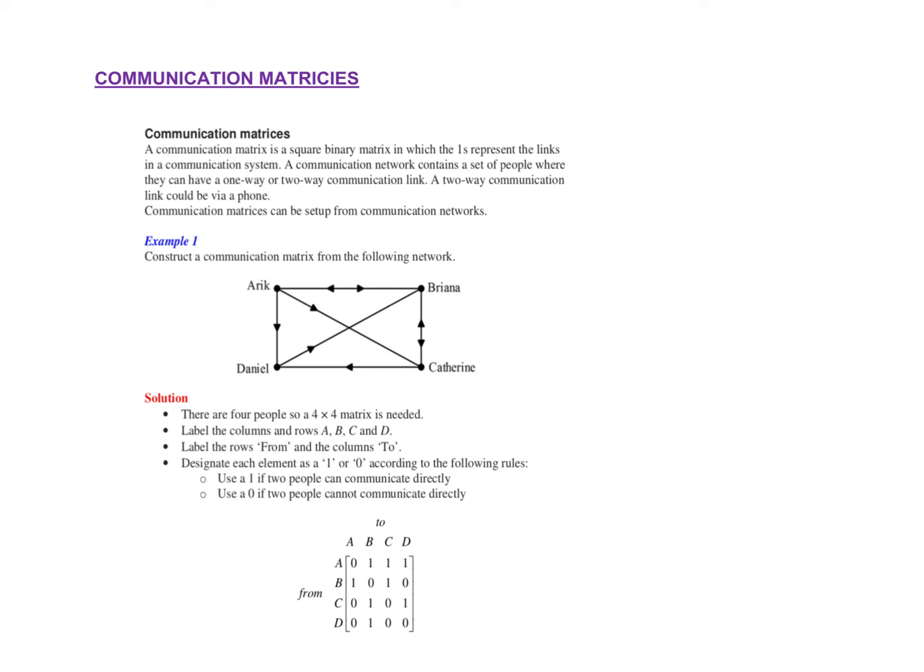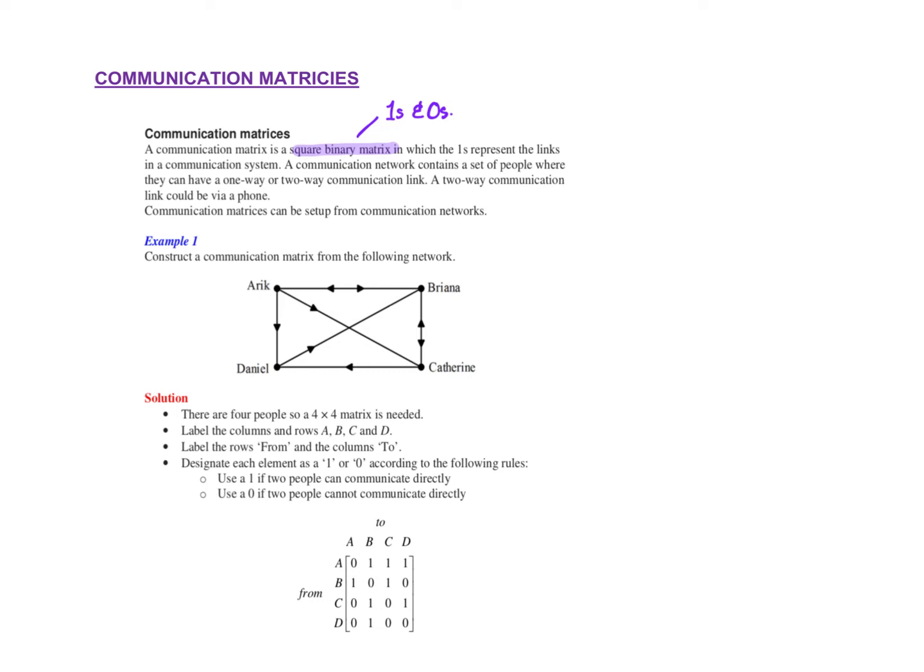Now we're moving into another one, a communication matrix. So a communication matrix is also a square binary matrix. Remember, square and binary means only 1s and 0s in the matrix, okay? It says where 1 represents a link in a communication system. So a communication network contains a set of people where they can have a one-way or two-way communication link. A two-way communication link could be via a phone. So communication matrices can be set up from communication networks.